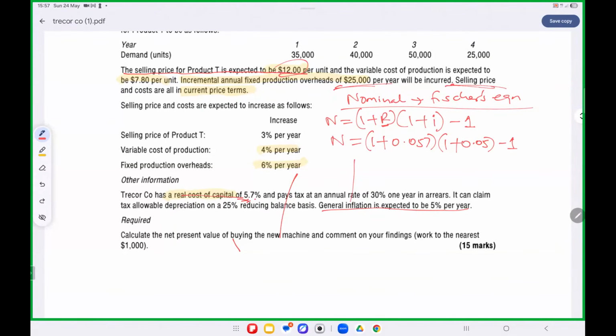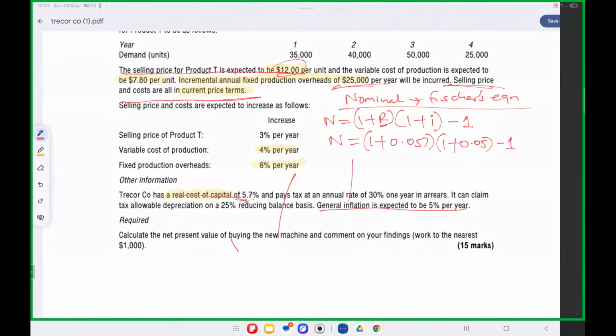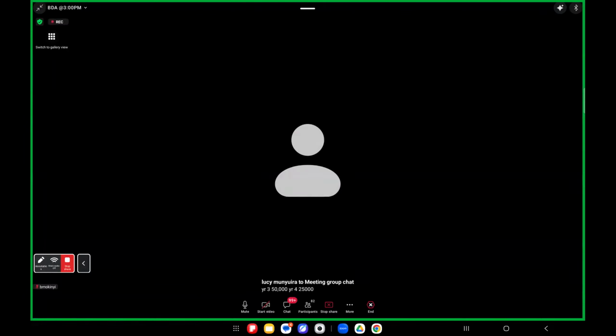Selling price and the costs are all in current price terms. Current means time 0. Current means time what year? We interchanged 35, 40, 50, 25. Thank you so much. We did an interchange here, which was very wrong.